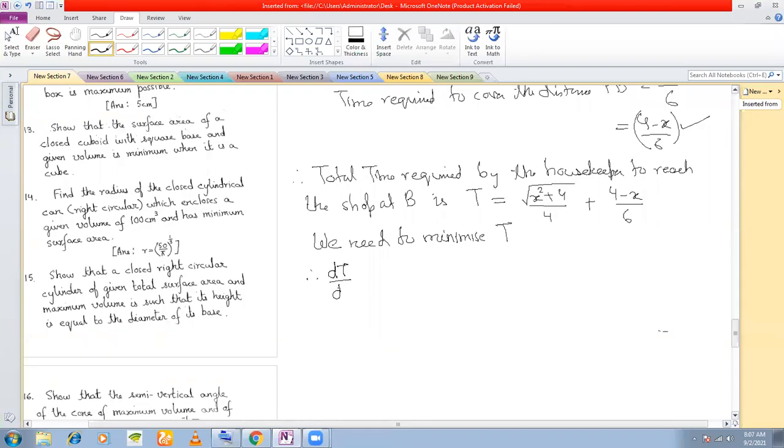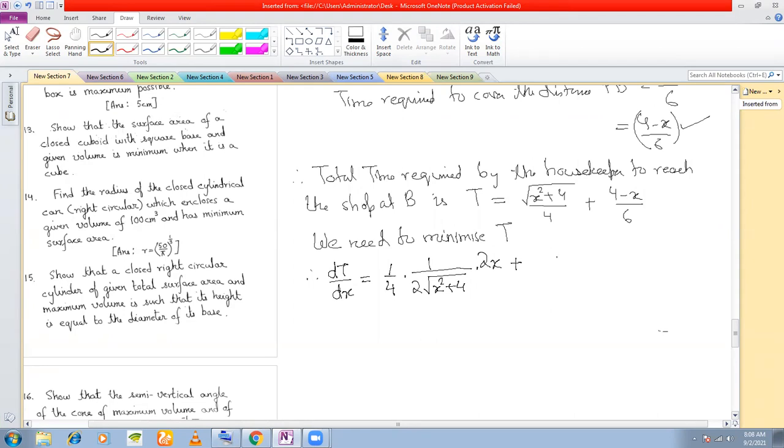dt/dx is equal to, if you differentiate this, root over x square plus 4 by 4, you take 1/4 out first and then differentiate the radical. Okay, so you get 1 by 2 root x square plus 4 into d/dx of x square plus 4, which is simply 2x.